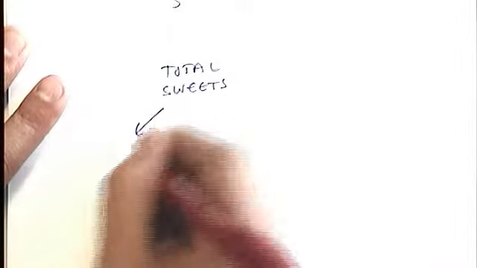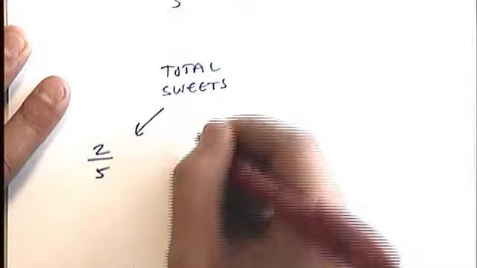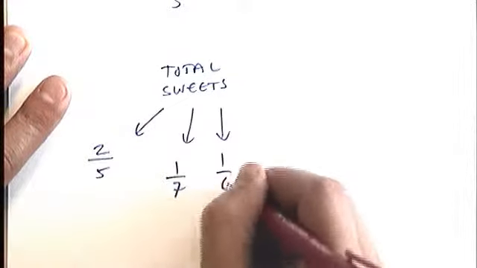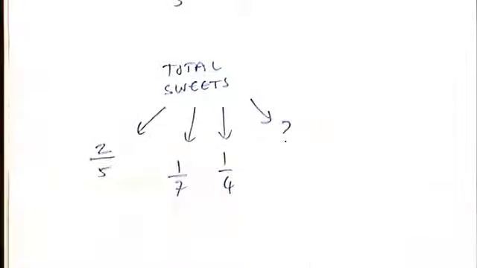Another example might be sweets. You're giving out some sweets. You know that you're giving out all of them, and you give out 2/5 to one person and 1/7 to another person and 1/4 to another person, and you want to find out what the fourth one is.